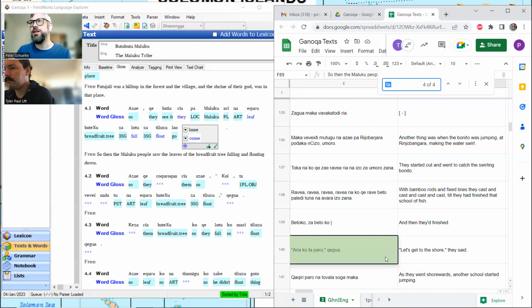Okay, yeah. Let's get to shore, they said. Now get. This is a huge clue from the translator, in my opinion. I got bitten instead of I was bitten.